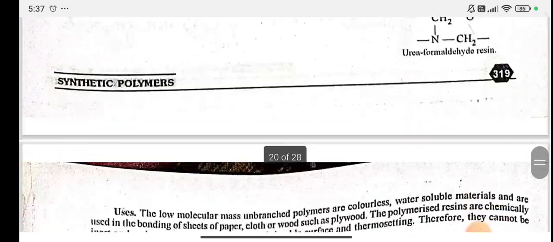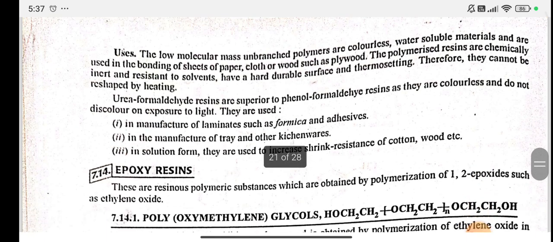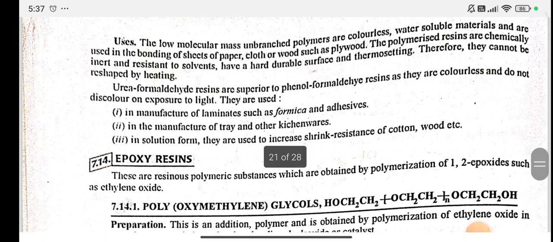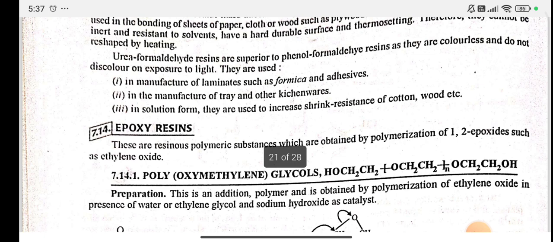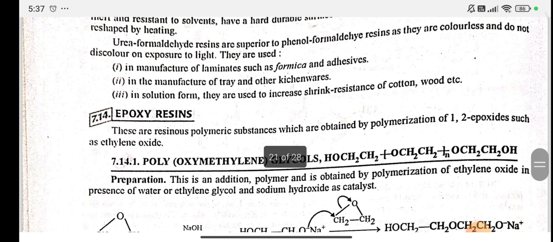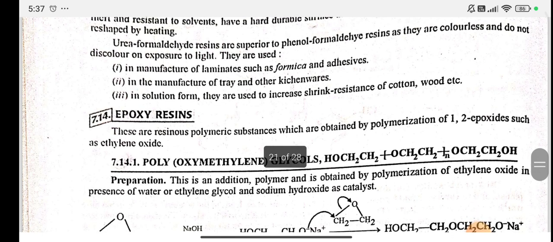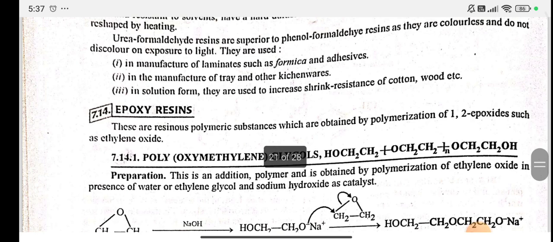Uses: in the manufacture of laminates such as formica and adhesives, and in the manufacture of trays and other kitchenware. In solution form, they are used to increase the shrink strength of cotton and wood, etc.